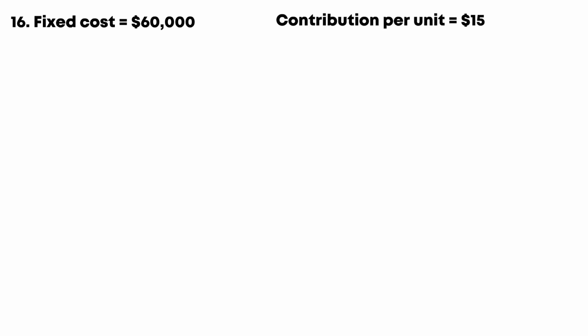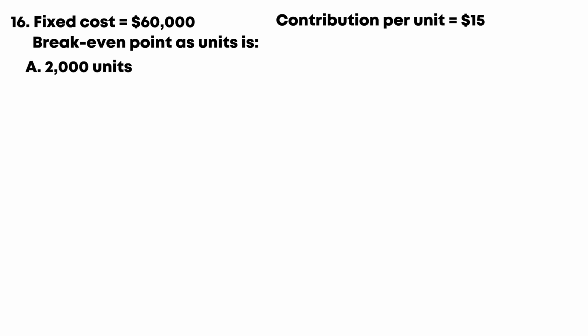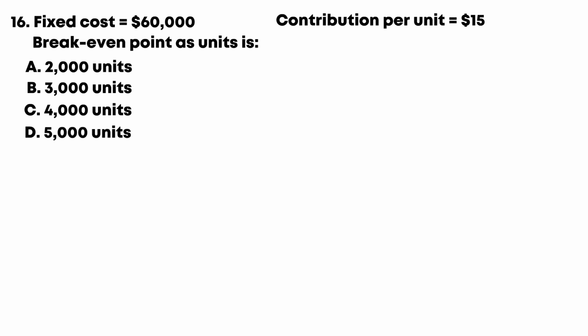16. Fixed cost equals $60,000. Contribution per unit equals $15. Break-even point in units is A. 2,000 units. B. 3,000 units. C. 4,000 units. D. 5,000 units. Fixed cost 60,000 divided by contribution per unit 15 is equal to 4,000 units. The answer is C, 4,000 units.